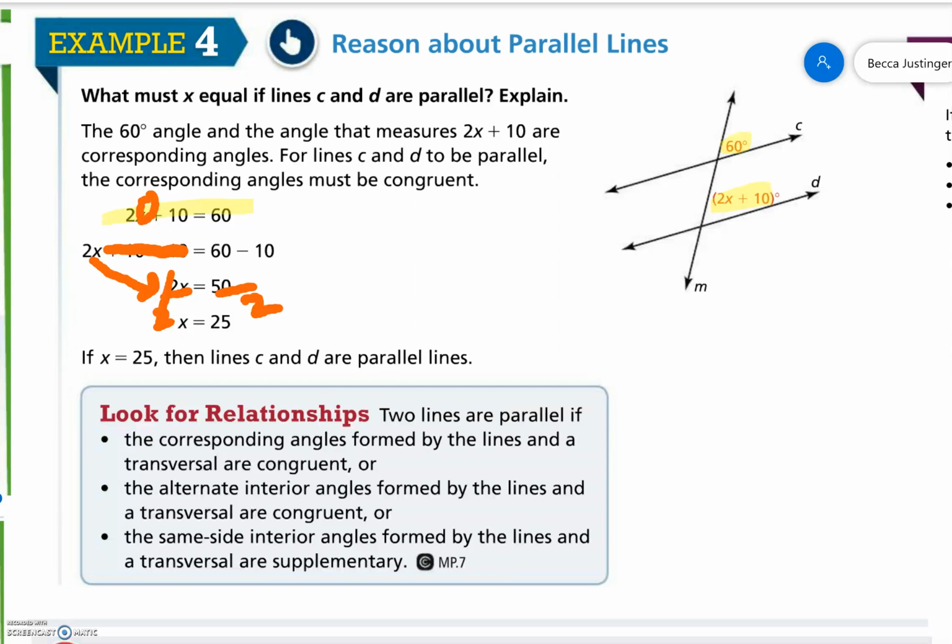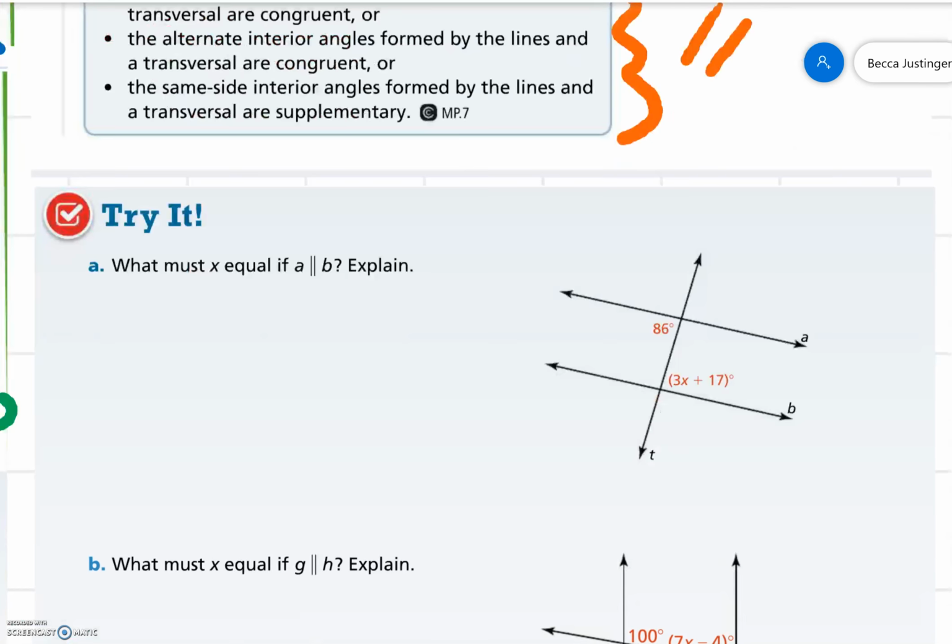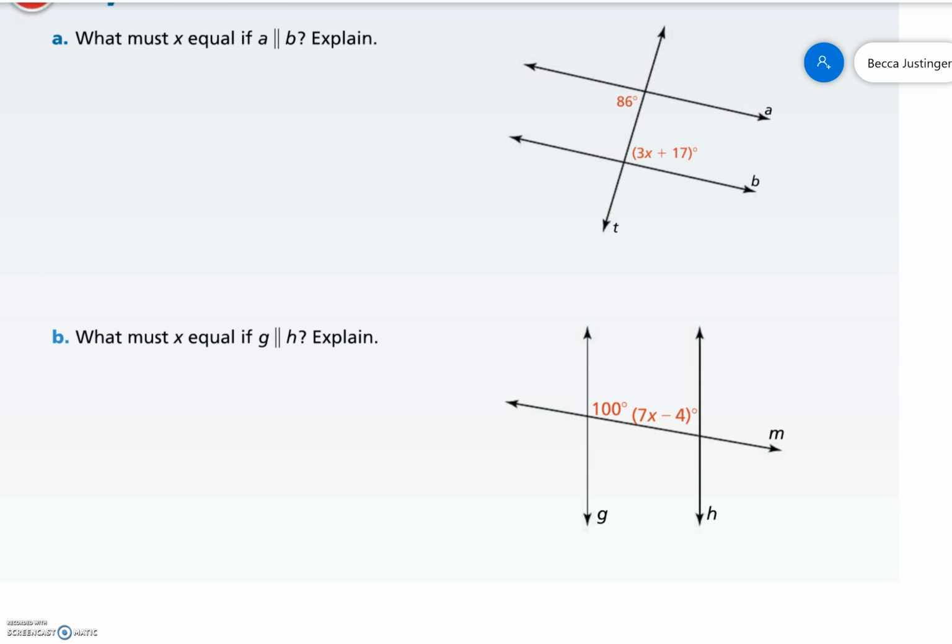Look for relationships. Two lines are parallel if corresponding angles formed by the lines and a transversal are congruent. Alternate interior angles formed by the lines and a transversal are congruent. Or same side interior angles formed by the lines and a transversal are supplementary. Try it. What must x be equal to if A is parallel to B?